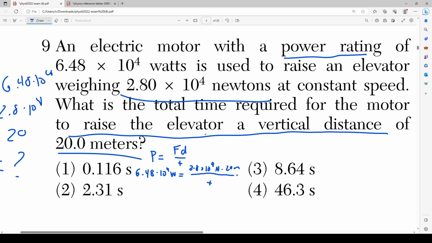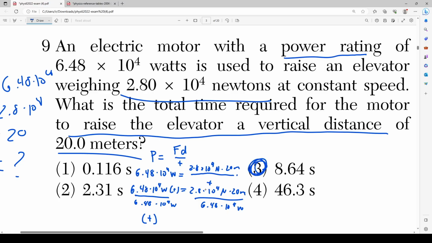In order to solve this, I'm going to multiply both sides by t, so I'm going to be left with 6.48 times 10 to the power of 4 watts times t, and that's going to equal 2.8 times 10 to the power of 4 newtons times 20 meters. And then in order to isolate t, I'm going to divide everything by 6.48 times 10 to the 4 watts. I'm going to be left with t, and if you put this into your calculator, it's actually equal to 8.64 seconds, right?